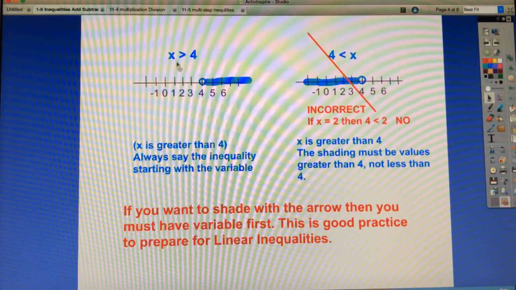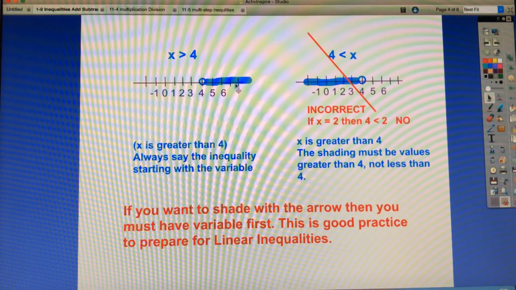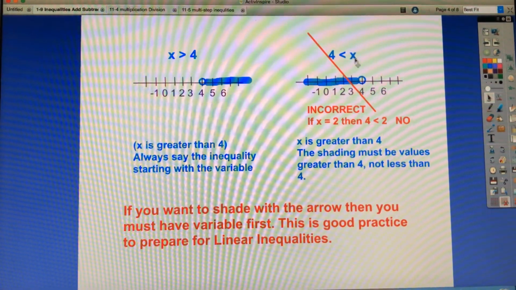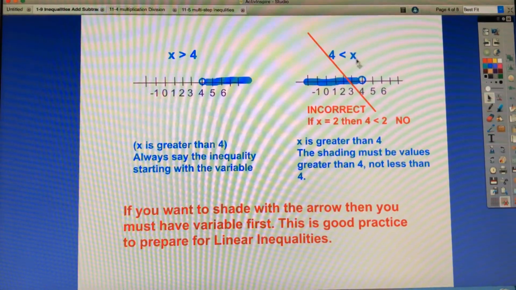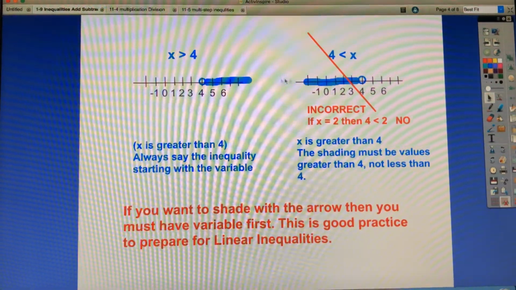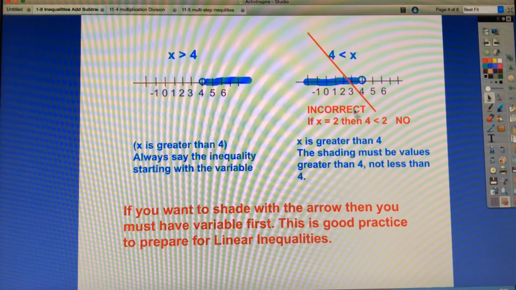X is greater than 4. Open circle at 4, shade to the right. This is the common mistake you will make: 4 is less than x. You put an open circle at 4 and you shade left because the arrow is left. The problem is x is on the right-hand side, so you cannot graph it the same. This is incorrect. You can see that the two graphs are not the same.